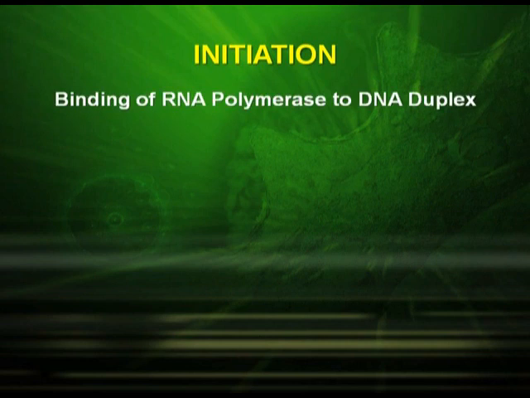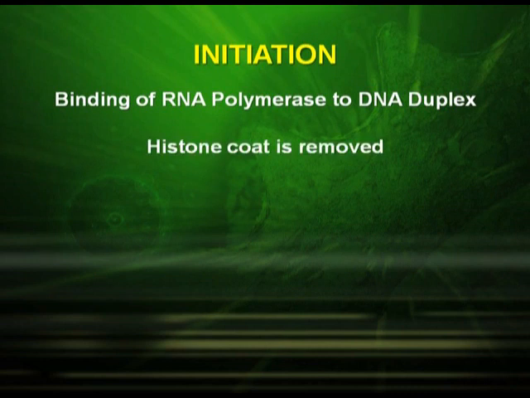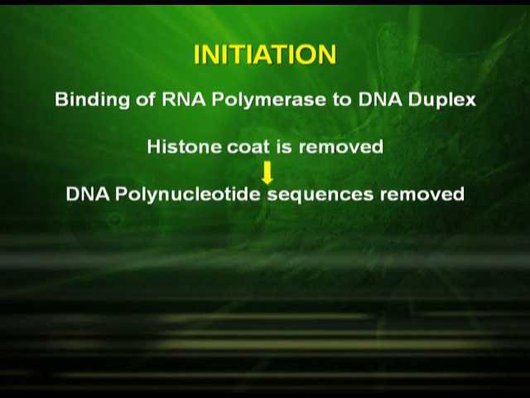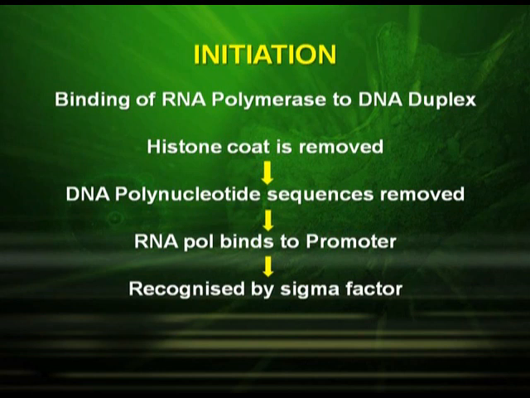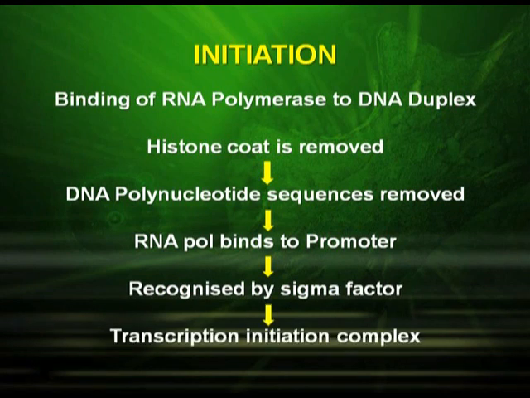Now, let us see what are the important steps in the transcription process. The first step is the initiation. Now, this includes the binding of RNA polymerase to the DNA duplex. During this process, the histone coat is removed, the DNA polynucleotide sequence is unwound, and the RNA polymerase binds to the promoter, which is recognized by the sigma factor, forming the transcription initiation complex.